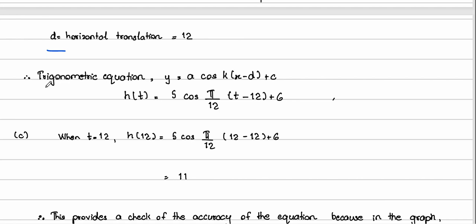The final trigonometric equation is, in the original format, y equals a cosine of k times x minus d, plus c. Since it is time in the function, h of t equals 5 cosine of pi over 12 times t minus 12, plus 6.